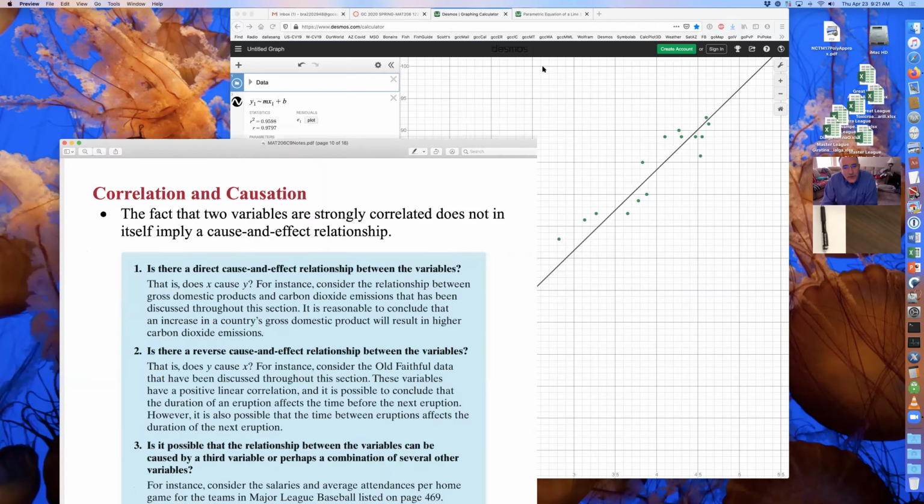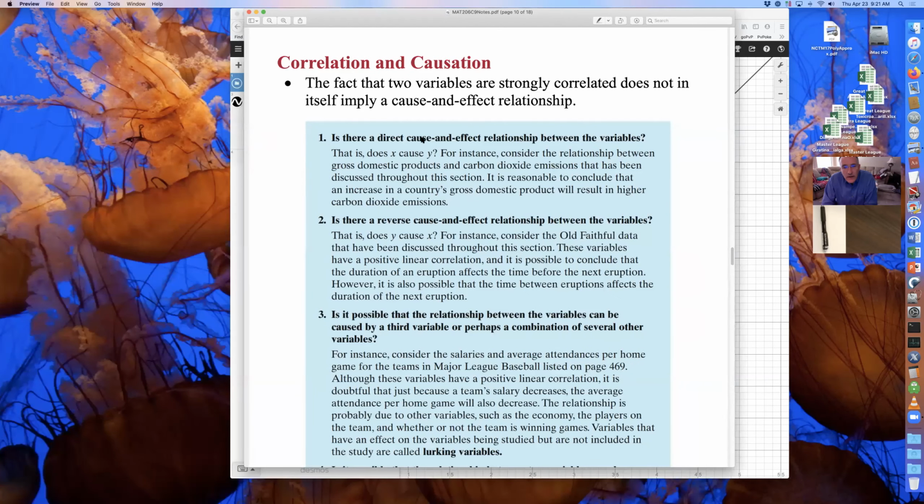So it begs the question, is there a cause, or is there just a correlation? We want to make a distinction between correlation and causation. Correlation just says that as one goes up, the other goes up, or as one goes up, the other goes down, and that one doesn't cause the other. Causation is stronger. It says that the length of time in the eruption would cause there to be a longer time in between.